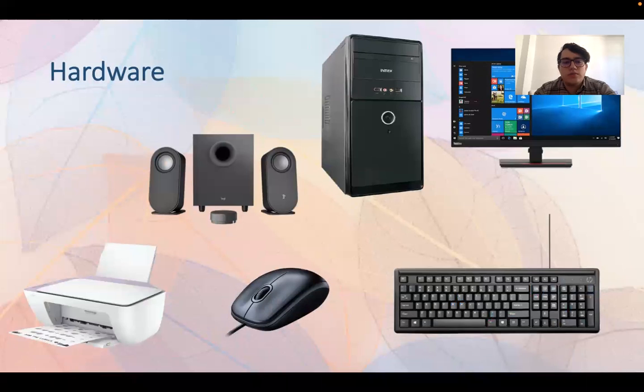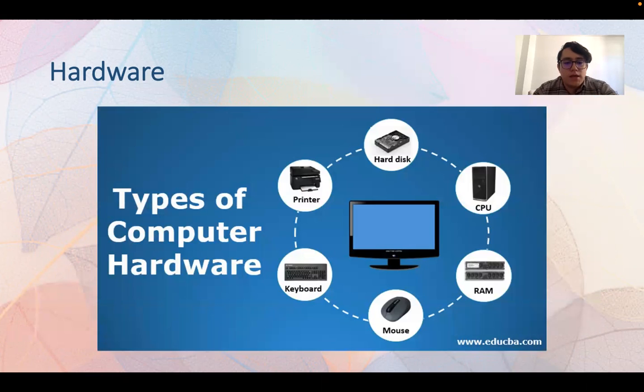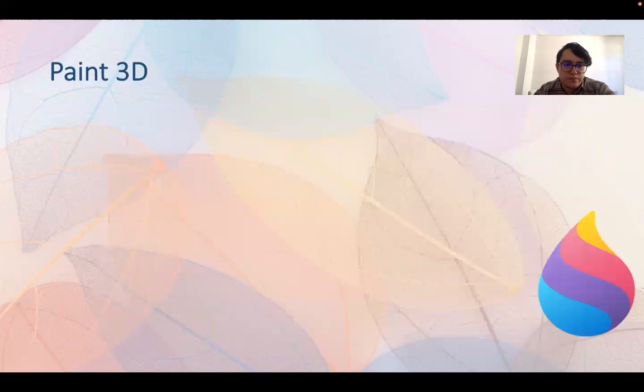First of all, we studied again about hardware, and to make sure you understand what is hardware. So what is hardware? Hardware is anything related to the computer that you can see and touch. So anything that you can see and touch would be hardware. These are some types of computer hardware like printer, hard disk, CPU, RAM, mouse, keyboard, and the monitor, of course.